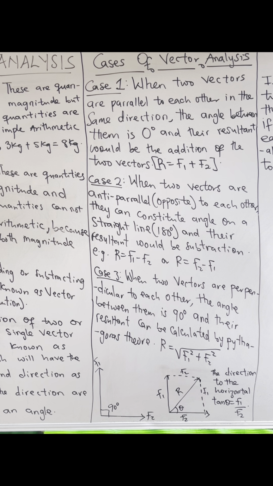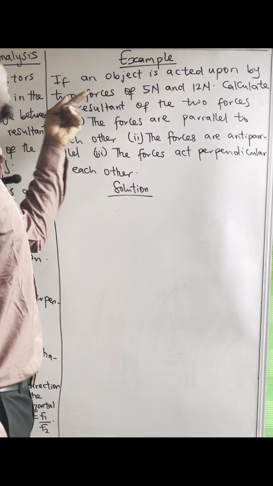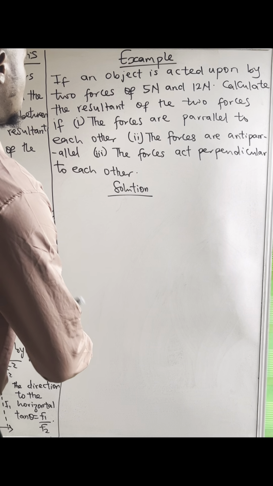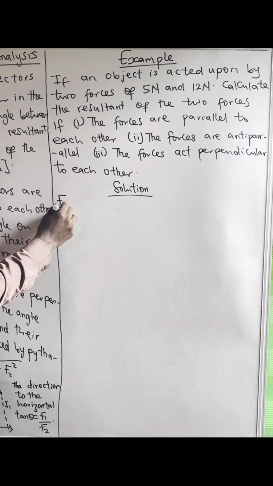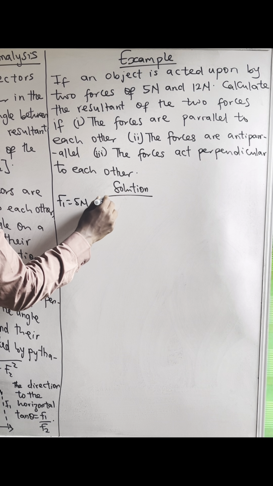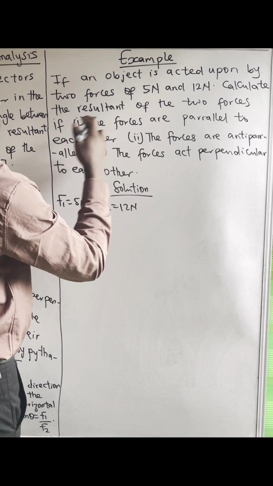So let's look at a particular example to understand better. In this example, an object is acted upon by two forces, 5 Newton and 12 Newton. Write the solution, then write out the parameters given to you. Our F1 is equal to 5 Newton. Our F2 is equal to 12 Newton. Calculate the resultant of the two forces.